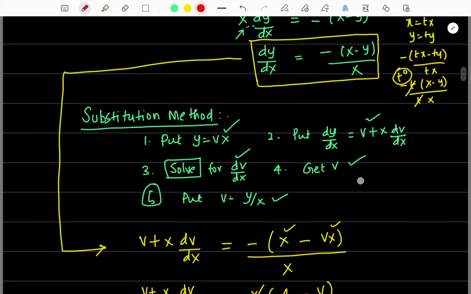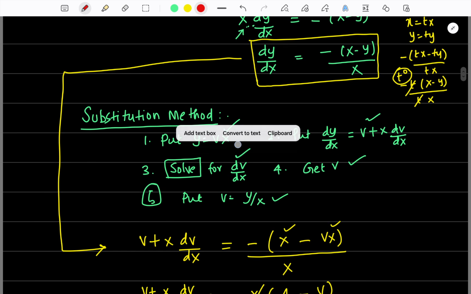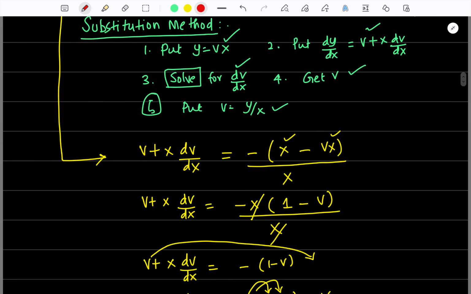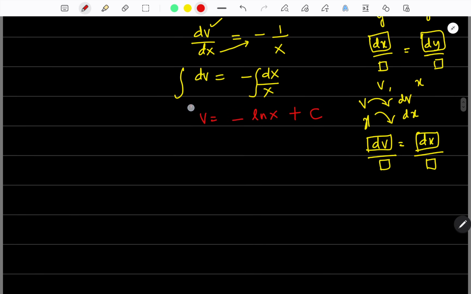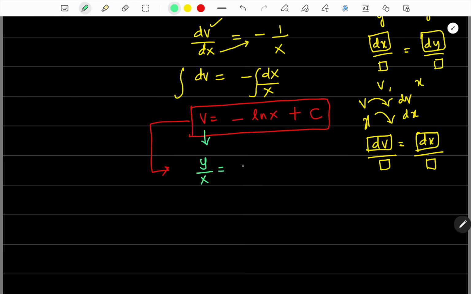So what are the steps I said? Step number 1 is put y is equal to vx. Step number 2 is dy by dx is equal to v plus x dv by dx, and solve for dv by dx, get v. So that step is finished. Now what is the next step I have to do? I have to put v is equal to y by x. So y by x is equal to minus ln x plus c.